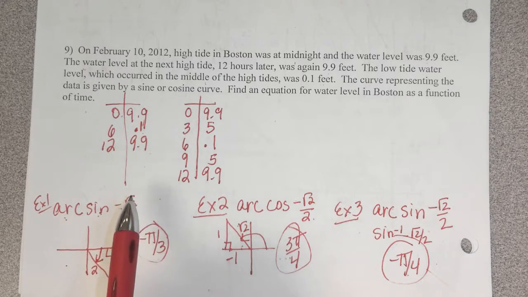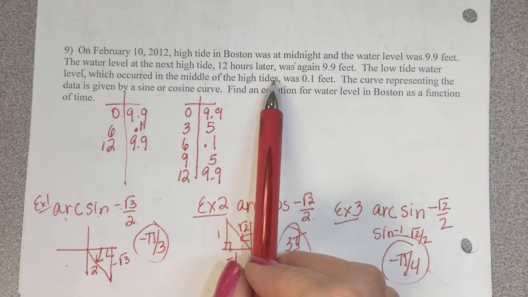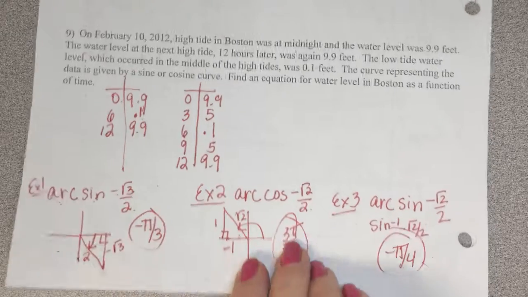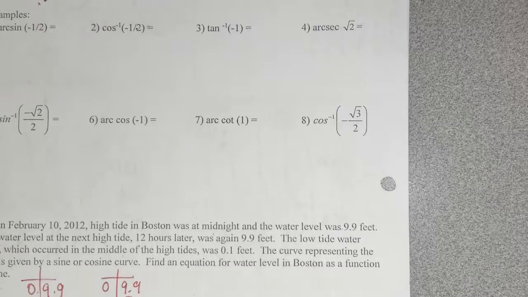I want you to come up with the curve that would pass through those points. So a sine or cosine curve that would represent the water level compared to the time. So that's your homework. Finish up these notes. You got 11 problems. Good job today.